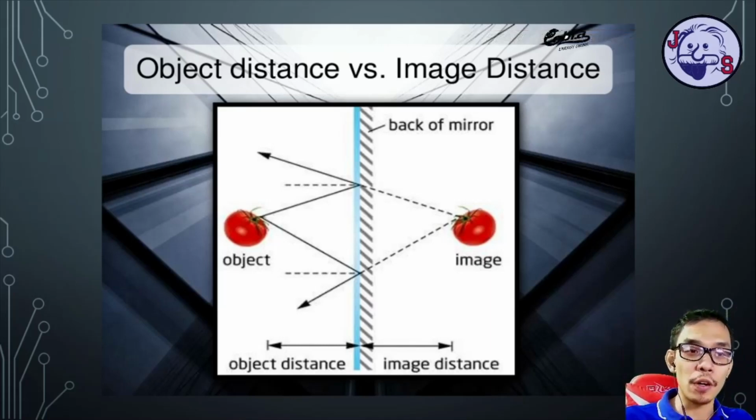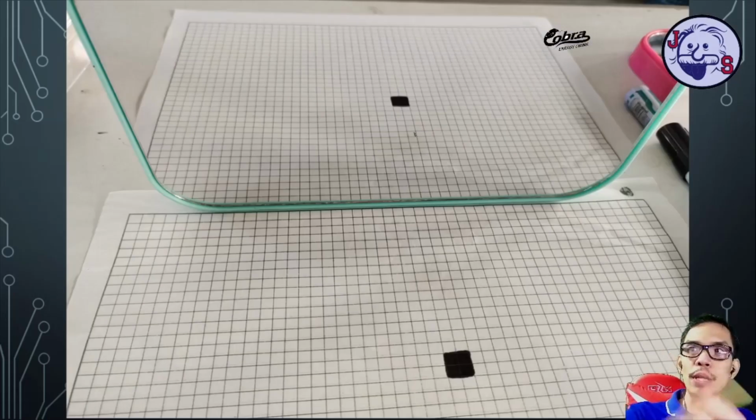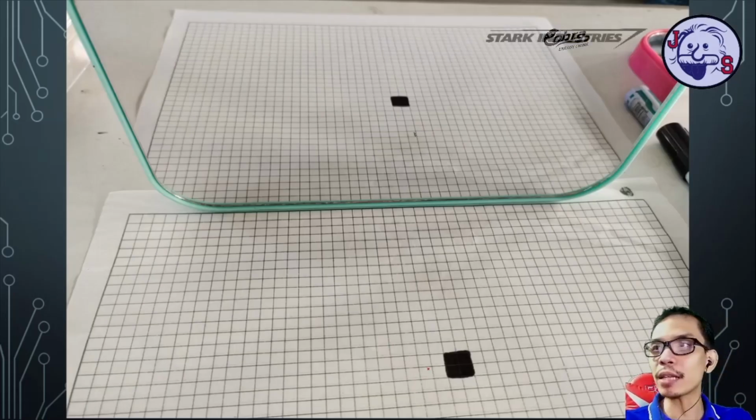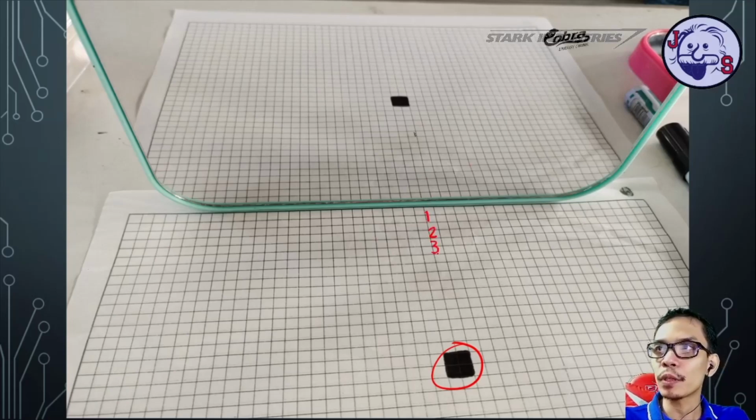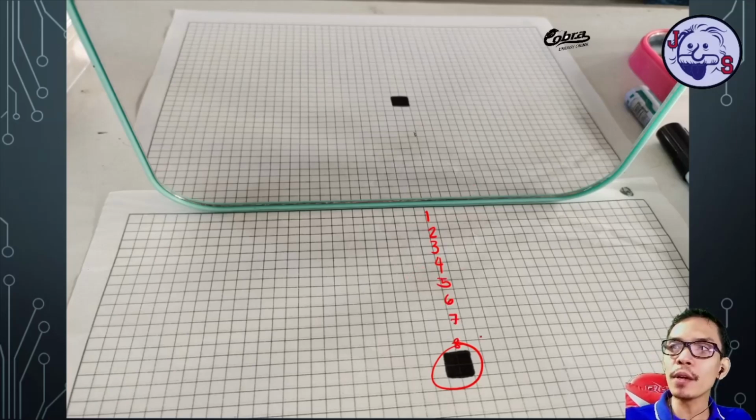No matter how far the object is placed in front of the plane mirror, the image is the same distance behind it. The dot that I have right here in front of a flat mirror, if you count the number of blocks, we have 1, 2, 3, 4, 5, 6, 7, 8. So in front of the mirror, there are 8 blocks before this dot.